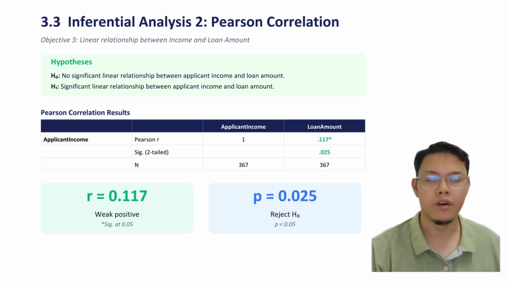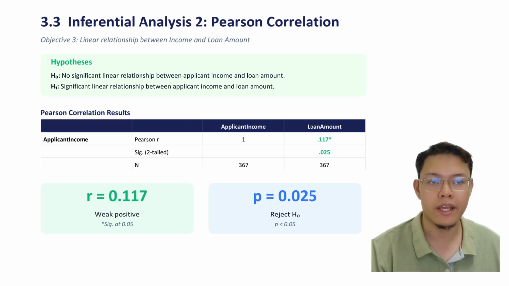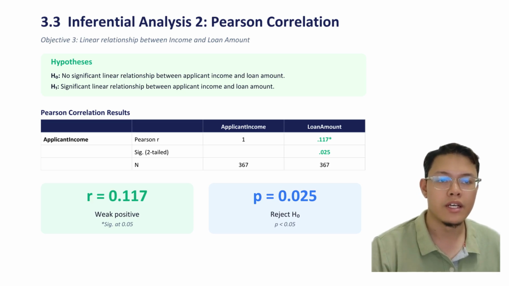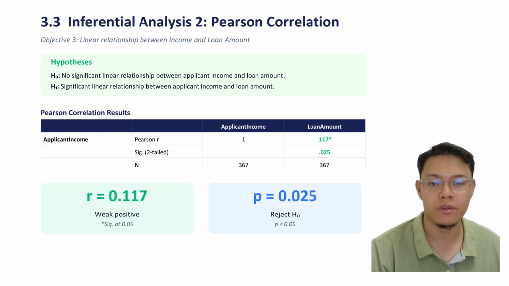Now we're moving to Objective 3. We performed a Pearson correlation analysis to examine the linear relationship between applicant income and loan amount. Our null hypothesis states that there is no significant linear relationship, while the alternative states there is a significant relationship. The SPSS output shows a Pearson correlation coefficient R of 0.117 with a p-value of 0.025. The key result shows that R equals 0.117, which indicates a weak positive correlation, and the p-value of 0.025 is less than 0.05, meaning that it is statistically significant.